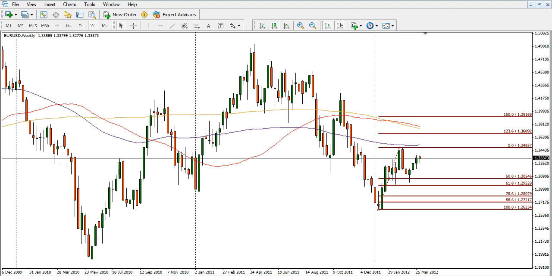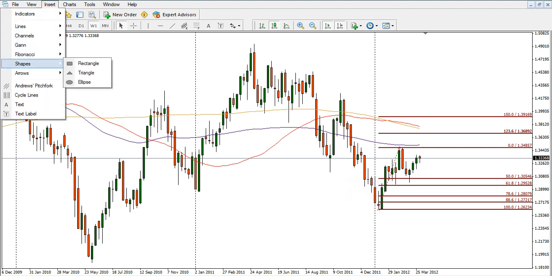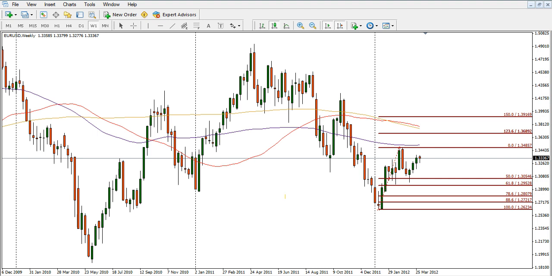So as you can see on this weekly, we had this lovely weekly hammer, which happened 3 weeks ago now, and this was a great reversal right off this 50% fib and also its previous support around this area here. We've had a nice rotation to the upside.